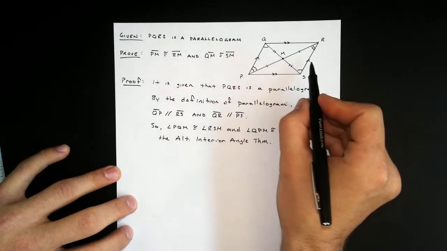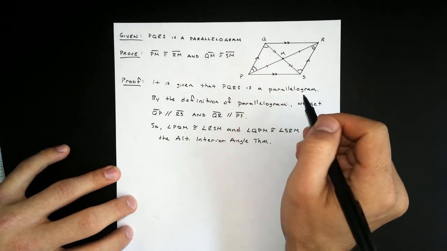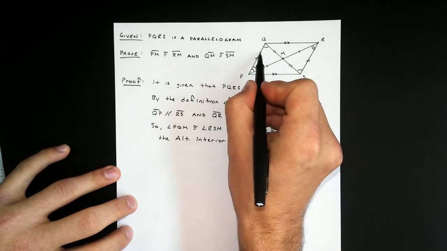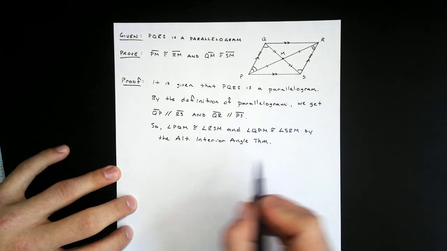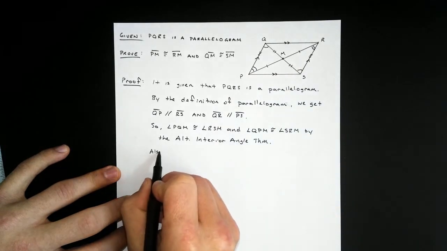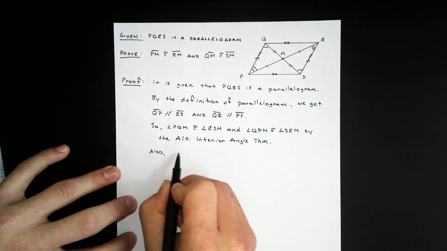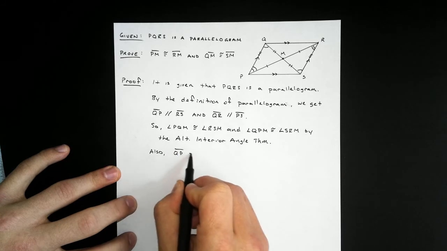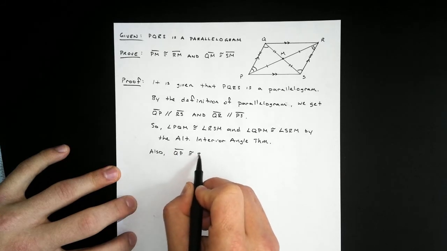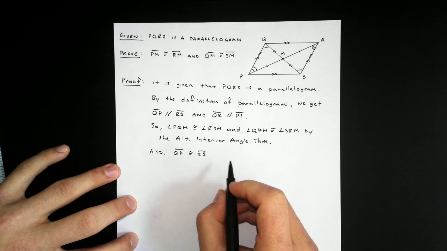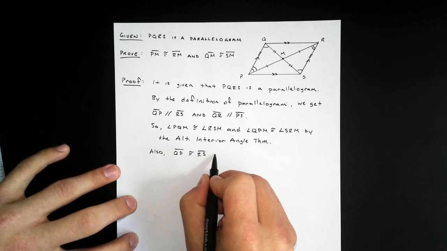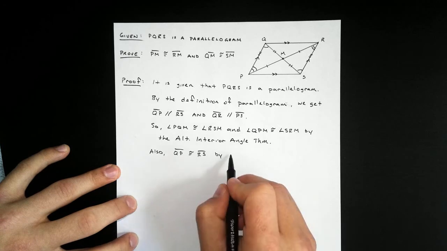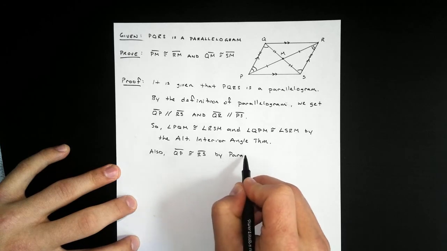But we do know a property already. We know that the opposite sides of a parallelogram are congruent. So I do know that QP is congruent to RS. So let's say also QP is congruent to RS. And that was one of the properties of a parallelogram we have already discussed. So the name of that theorem was just the parallelogram opposite sides theorem.